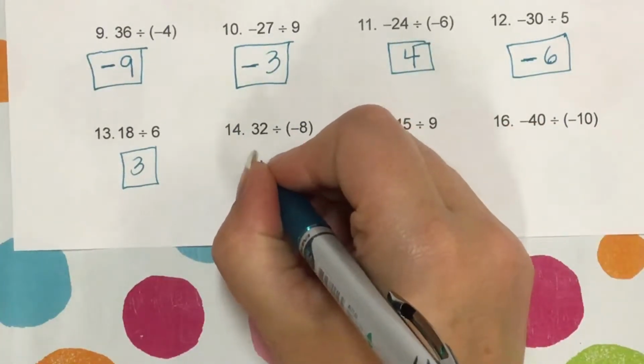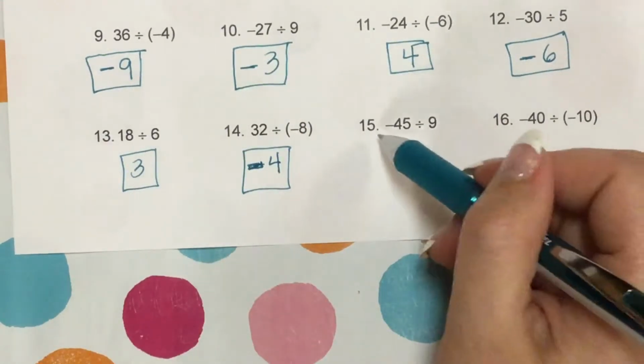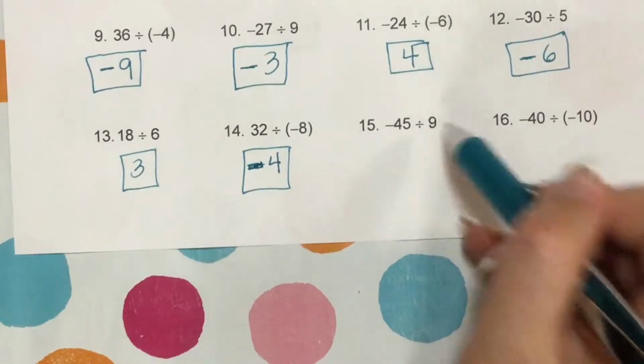And it goes in 4 times. So our answer is negative 4. All right, on to 15. We have negative 45 divided by 9.